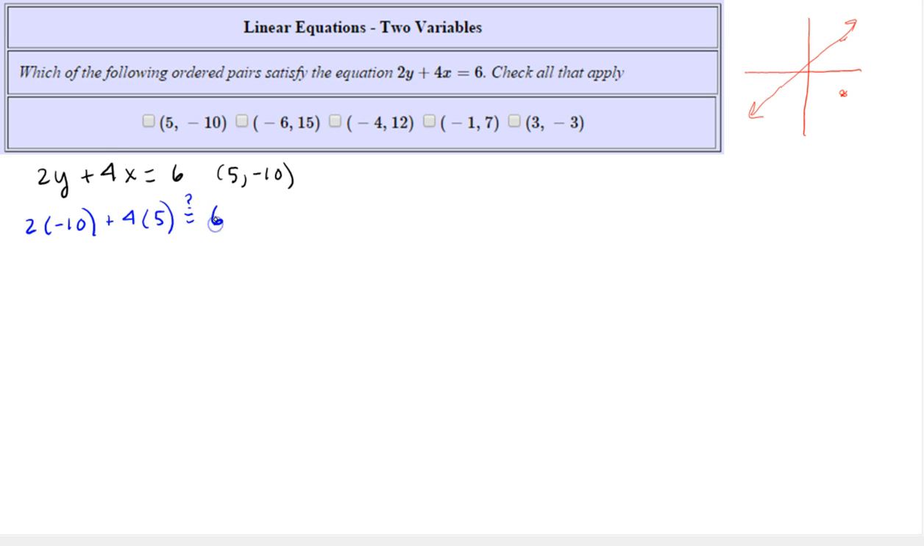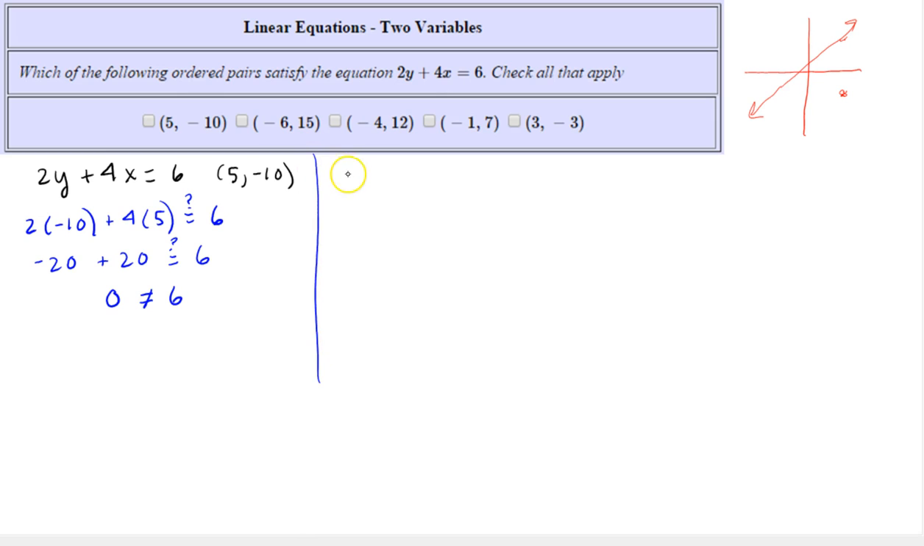Does this equal 6? Now let's simplify the left-hand side. 2 times negative 10 is negative 20, plus 20. Does this equal 6? You may realize already it doesn't, but we're going to simplify it completely before we make our determination. Negative 20 plus 20 is 0, and 0 does not equal 6. That means this ordered pair does not satisfy this equation, so we will not check it.